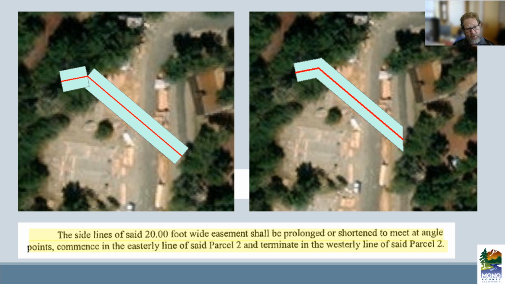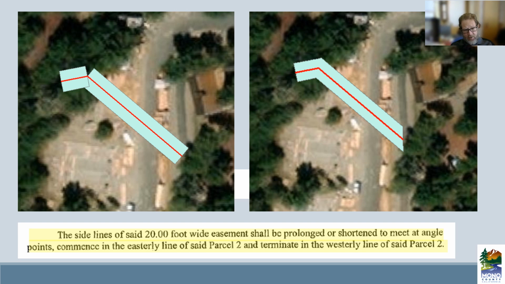Now, I mentioned earlier that there's a phrase in the legal description that reads, "The sidelines of said 20-foot wide easement shall be prolonged or shortened to meet at angle points, commence in the easterly line of said parcel 2 and terminate in the westerly line of said parcel 2." I said that's an important phrase, and what this part of the legal description does is give us the ability to finish out our easement such that it abuts a parcel line that's right next to it. So it gives us the ability to fill in the gaps on the top portion as well as on the southeast portion of the easement.